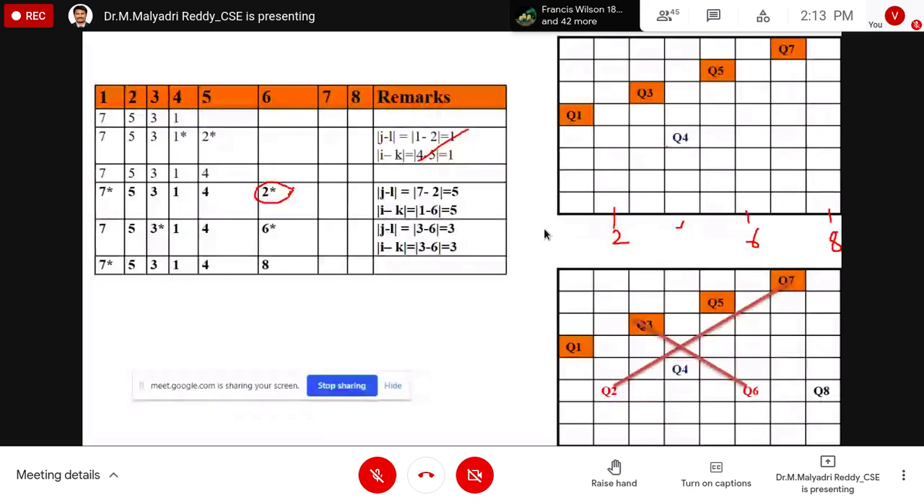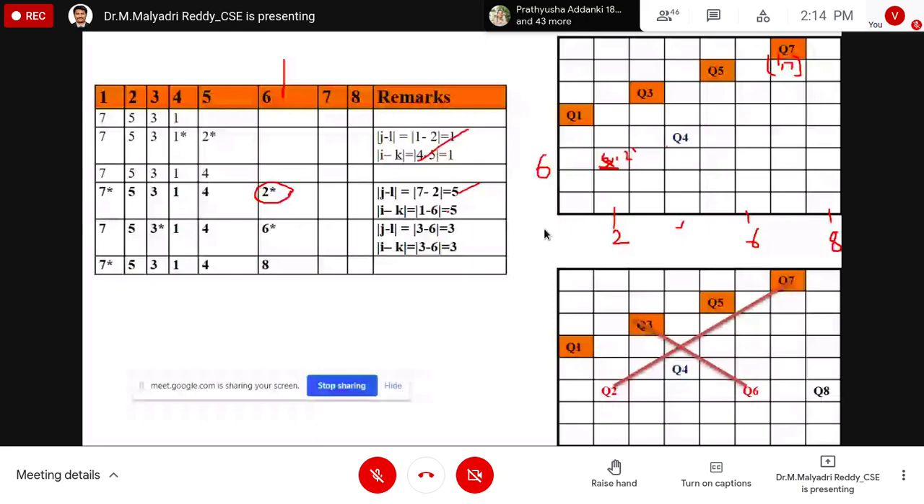Second queen, Q2, means this is the place. Check this one. This is my 6th position, the 6th tuple. Check whether there is a conflict or not. It is a conflict with respect to Q7. By applying the equation j minus l is equal to i minus k and substituting the corresponding values: Q7 is at 1, comma 7. If I place here, it is 6, comma 2. Substituting these values, I get equality. Why? Because it is a column conflict with respect to Q7.